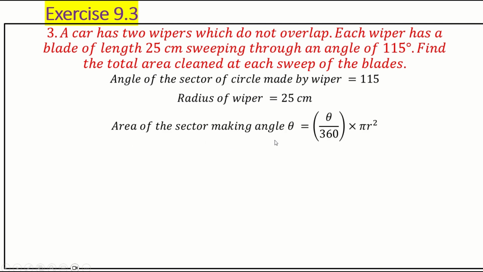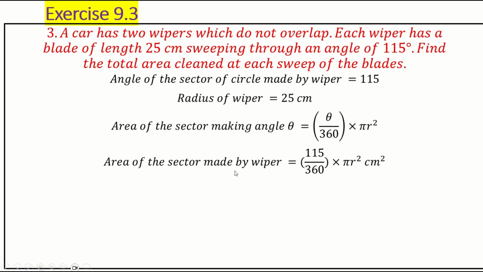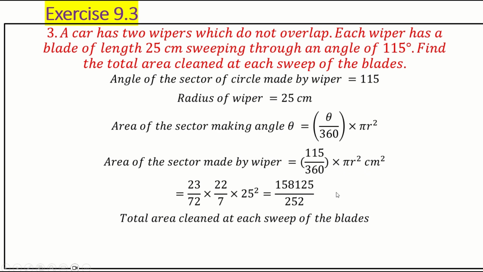Area of the sector making an angle theta is theta by 360 into pi r square. Correct. Area of the sector made by the wiper is 115 by 360 into pi r square, which is nothing but this value. Total area cleaned, because you have two blades, right, is double. So which is nothing but 1254.96 centimeters square. Okay. Next.